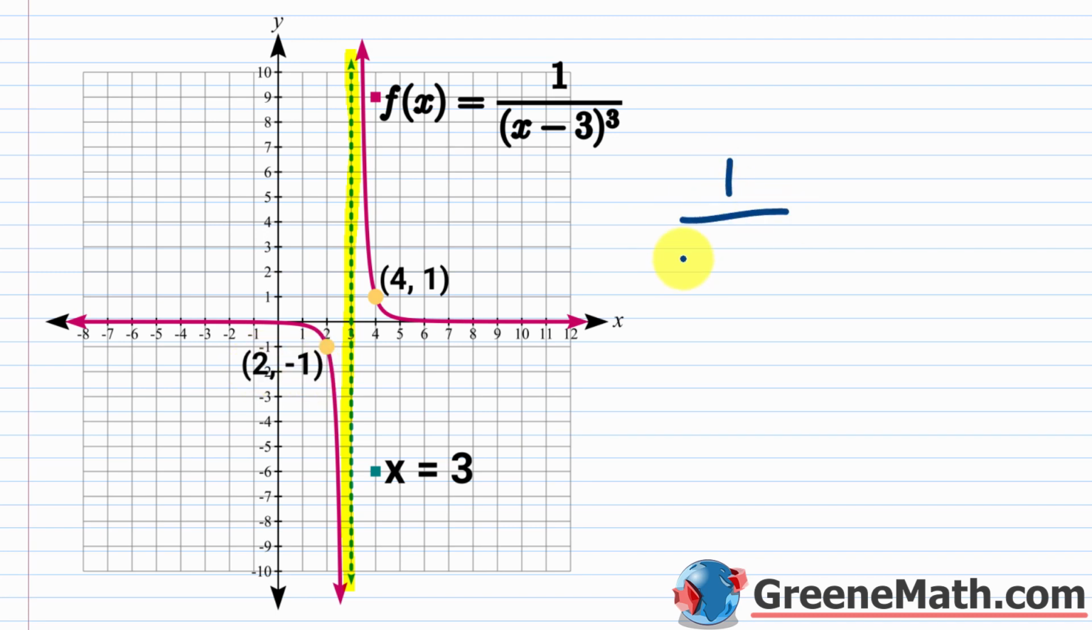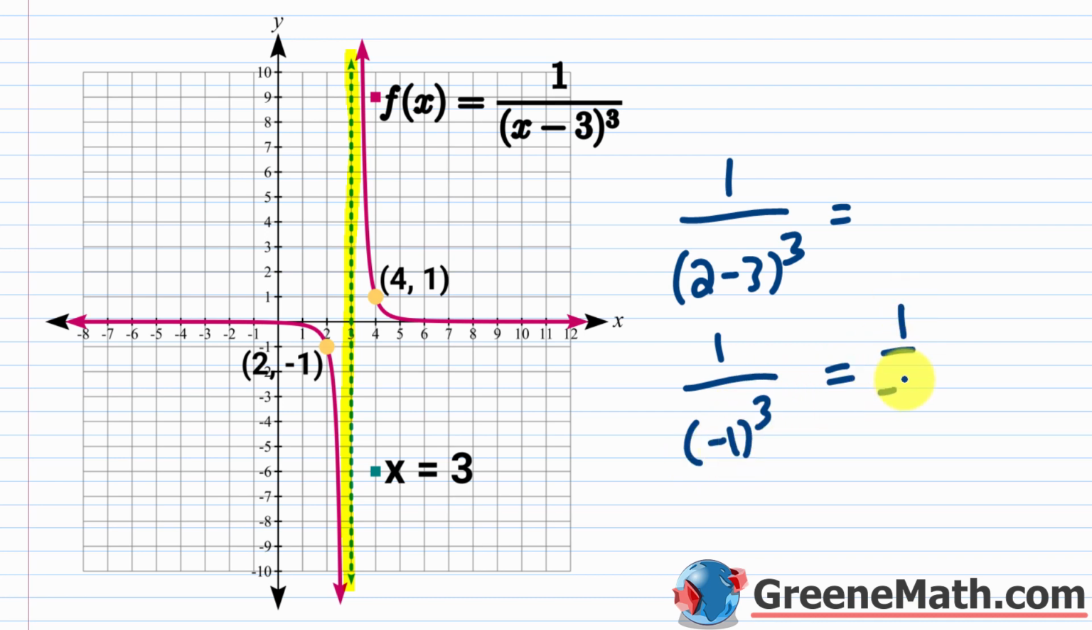So 1 over, let's say 2 minus 3, and this is quantity cubed. Well, this equals 1 over negative 1 cubed, and now this is going to stay negative. Negative 1 cubed is still negative 1. So you get 1 over negative 1, which is negative 1. So this guy is down here now.